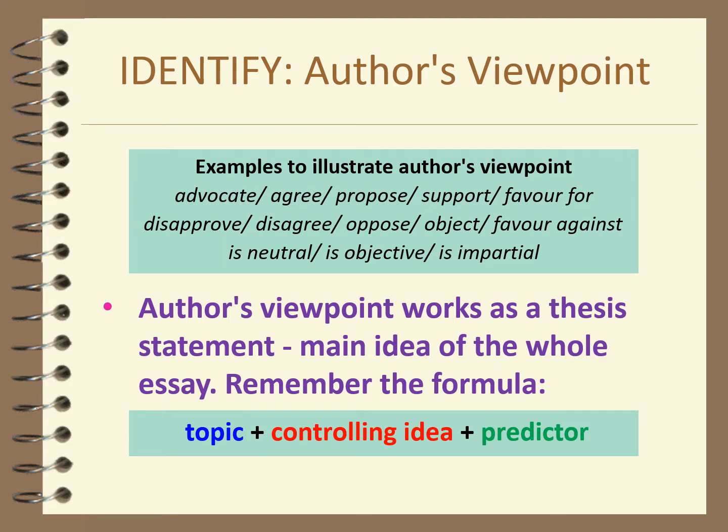Now remember the formula of writing a thesis statement. You need to have topic, controlling idea, and predictor. If you have forgotten about this, please go back to the slides on thesis statement. So remember the shape of the glass. At the top is the topic, meaning it's more general. Controlling idea is the middle of the glass, which is more specific. And then the predictor is the bottom part of the glass, which is the most specific points.